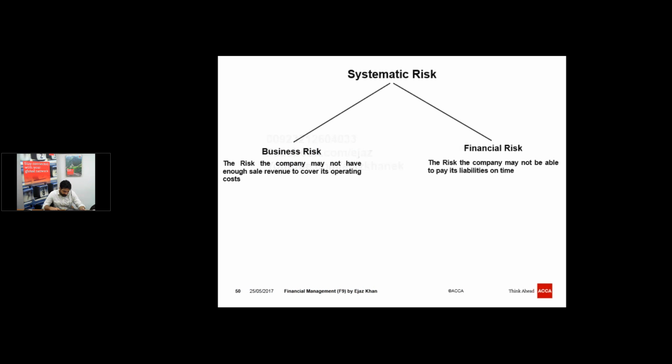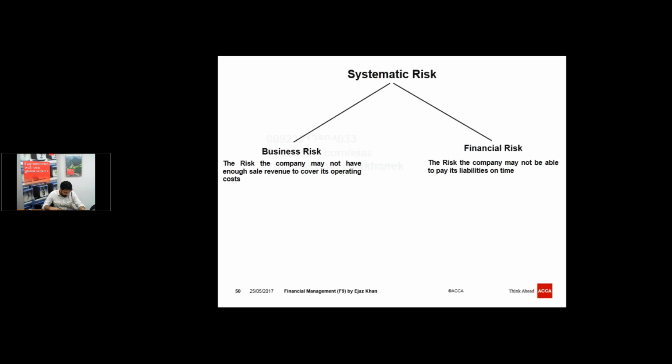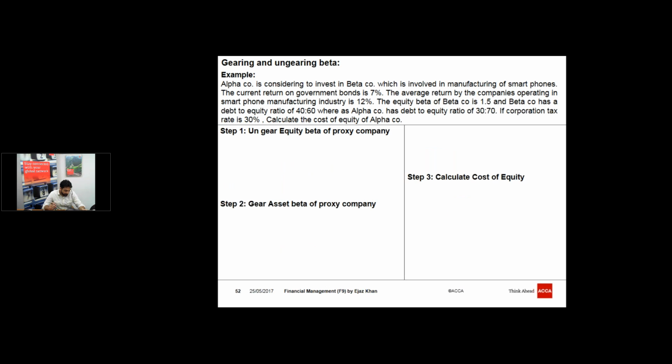Let us look at this example. Alpha company is considering to invest in beta company, which is involved in manufacturing of smartphones. The current return on government bonds is 7%. The average return by the companies operating in the smartphone manufacturing industry is 12%.